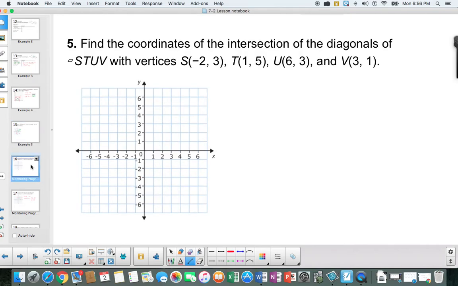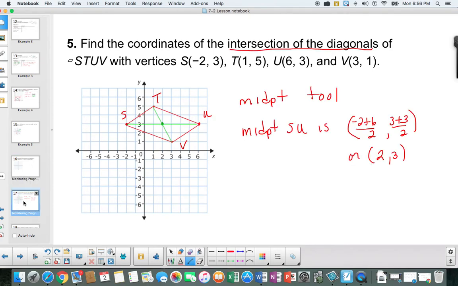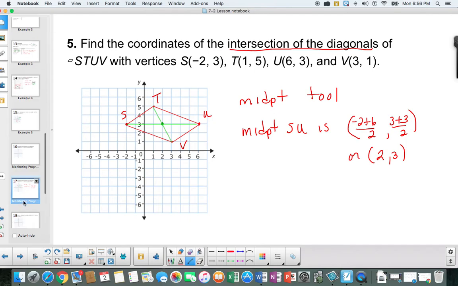Okay, your turn. Go ahead and see if you can find the intersection of the diagonals. Stop the screencast. And here's the answer. Notice that I only had to find one of the midpoints because the other one will be exactly the same.